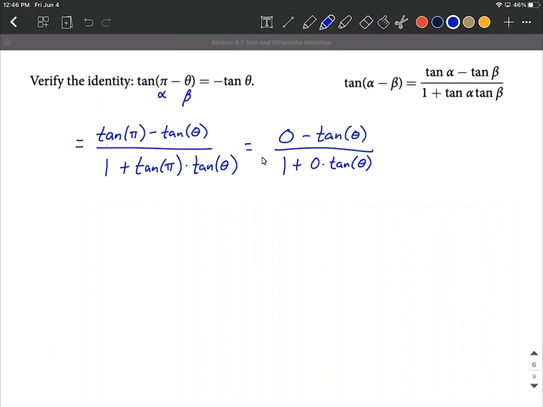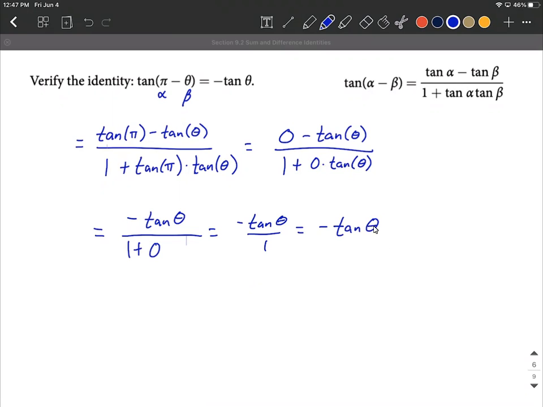So in the numerator, we're going to end up with 0 minus tangent of theta, or we can write that as negative tangent of theta, kind of dropping the 0. It doesn't really need to hang out there. For our denominator, we have 1 plus 0 times anything is going to be 0. So really that's 1 plus 0. So what we end up with is negative tangent of theta over 1, which is negative tangent of theta, which is what the right-hand side was from the beginning.